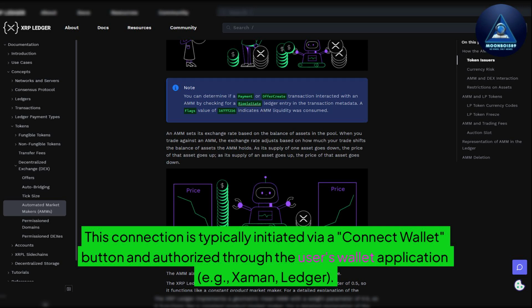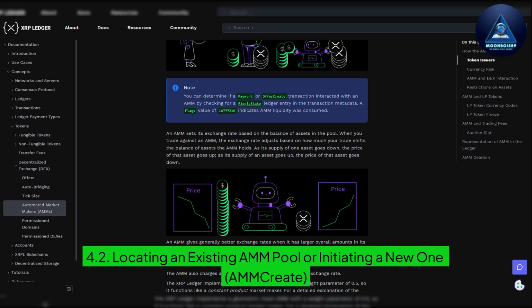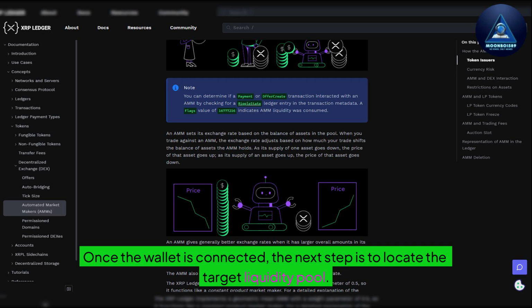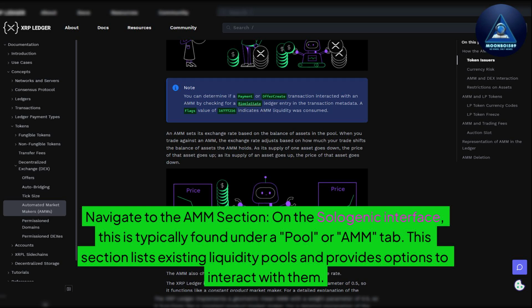This connection is typically initiated via a Connect Wallet button and authorized through the user's wallet application, e.g. Xaman, Ledger. 4.2. Locating an existing AMM pool or initiating a new one, AMM Create. Once the wallet is connected, the next step is to locate the target liquidity pool. Navigate to the AMM section. On the Sologenic interface, this is typically found under a Pool or AMM tab. This section lists existing liquidity pools and provides options to interact with them.